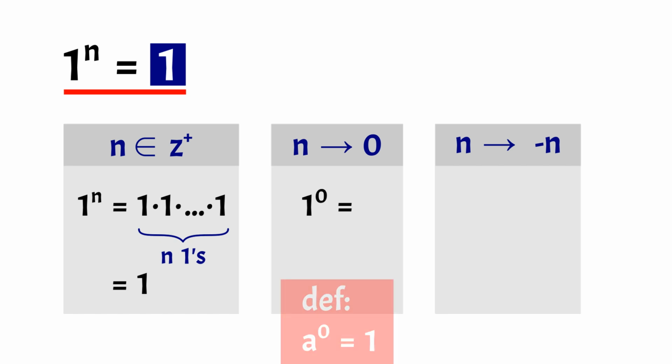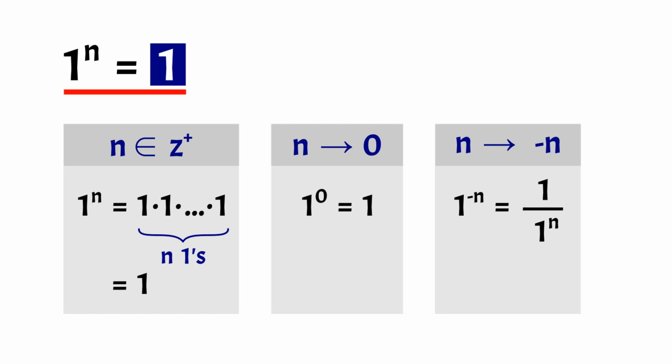If 0, well, by definition, anything to the 0 is 1. And if negative, the expression is just reciprocals of multiplications of 1s. 1.